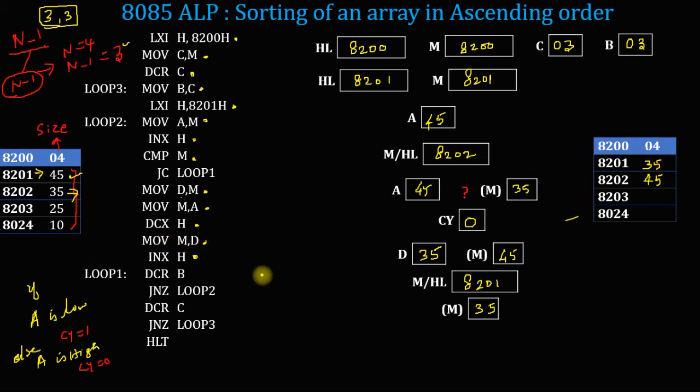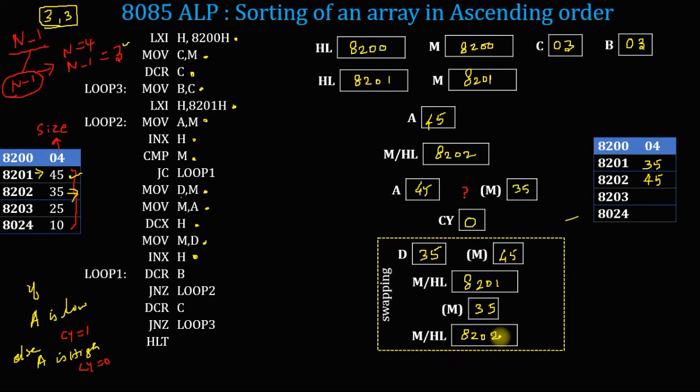Now again we need to increment the HL register pair, because we need to keep going in the forward direction, right? So by the way, the memory pointer address will be 8202. This is what we call the swapping operation. So you can fix it in your mind: if the accumulator content is bigger, do swapping. These five instructions are doing the swapping operation.